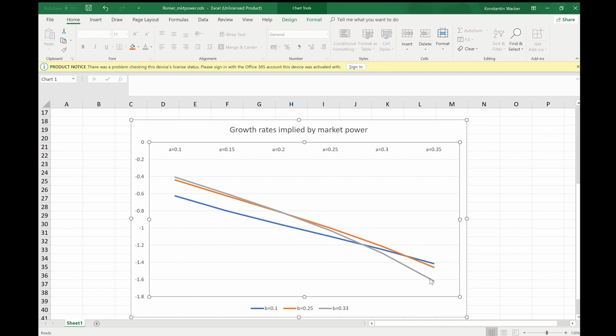And this is a very interesting implication of the Romer model with respect to market power. If market power is already high, a further increase in market power will be counterproductive to growth. If market power is low, then an increase in market power will increase the growth rate because it makes it more profitable for firms to invest in designs and research and development.